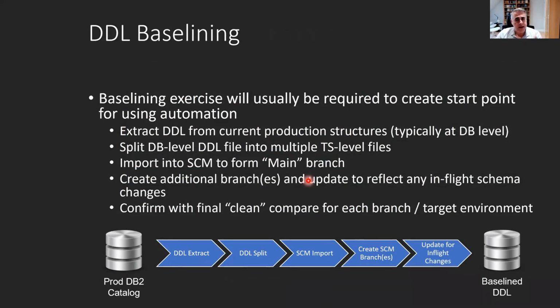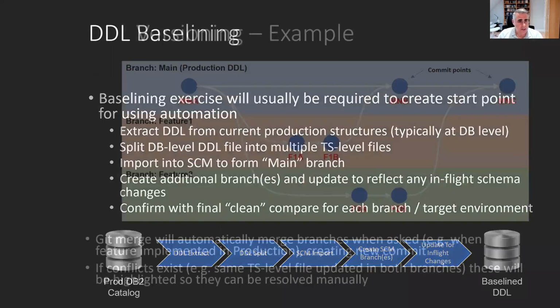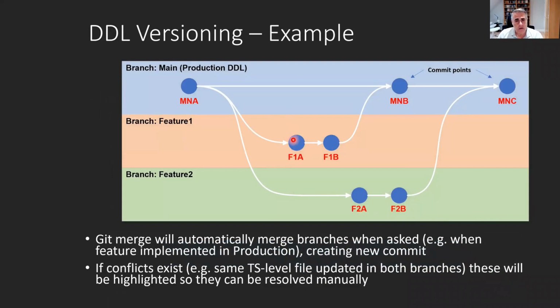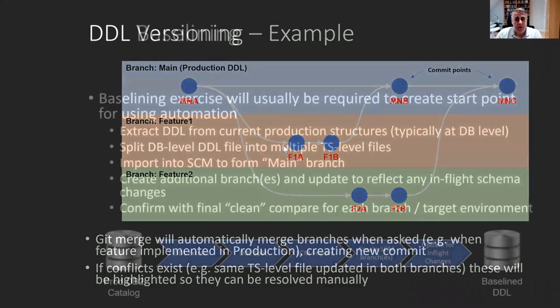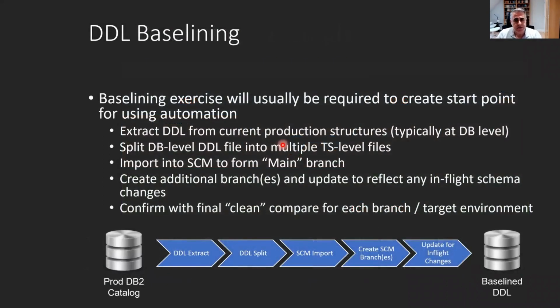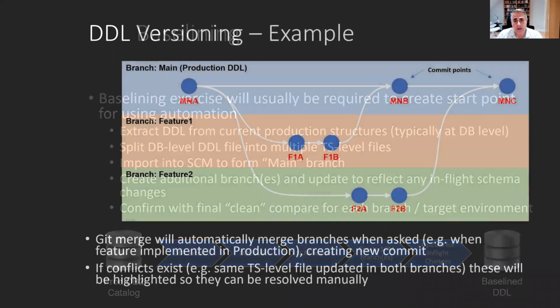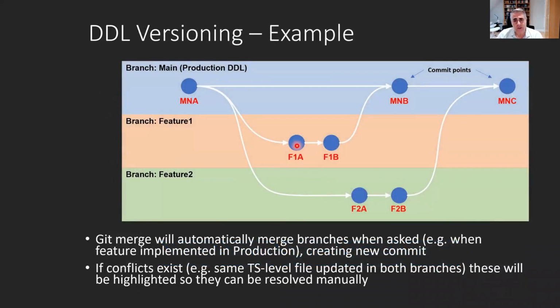You're then going to have to go away and layer on top of that, create a branch for any in-flight features that you may have, and update that baseline production DDL with any in-flight changes that may be being developed by feature teams or sprints which are actually active. So you may have to go through this a few times in order to get an accurate representation of any in-flight changes, and then finally do some clean compares to make sure that at any particular moment in time, you can compare one of these sets of DDL with the target environment that that DDL is supposed to represent, and make sure you get a good clean compare and you're not seeing any changes in between those.